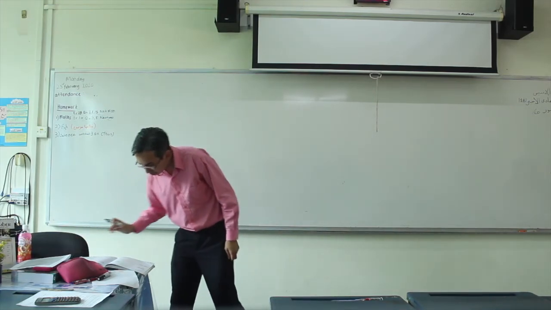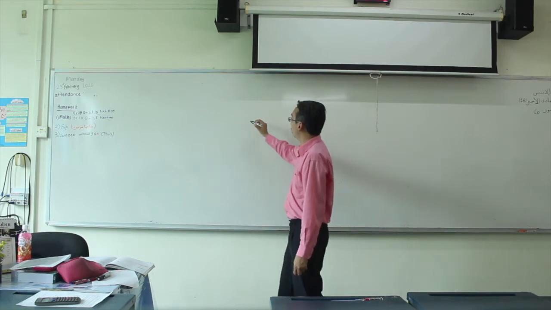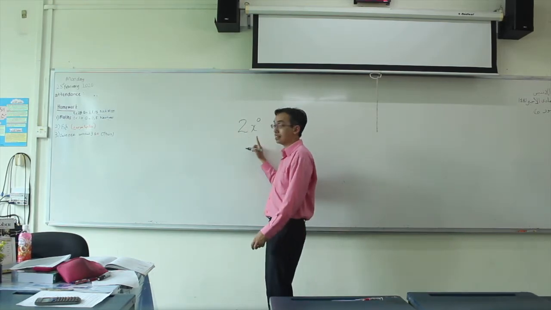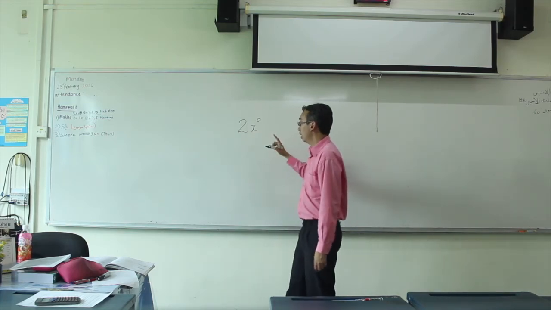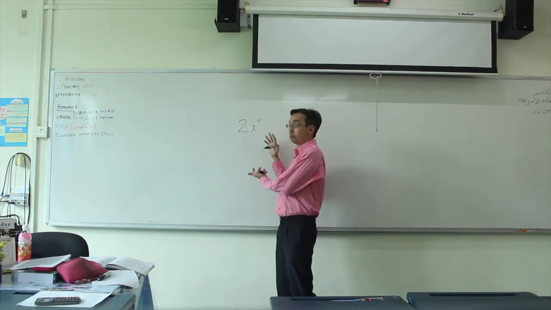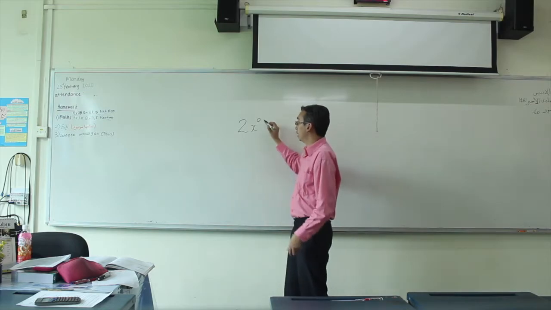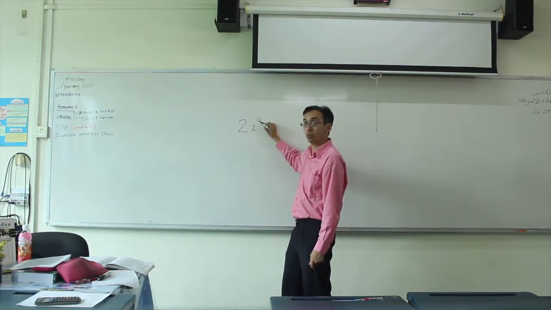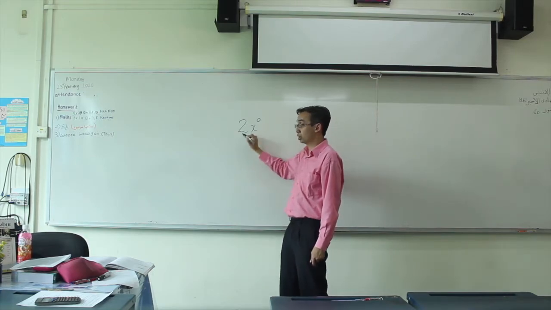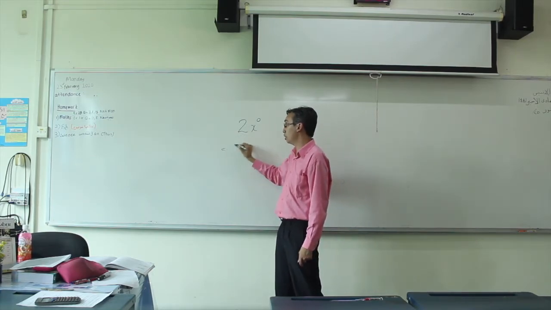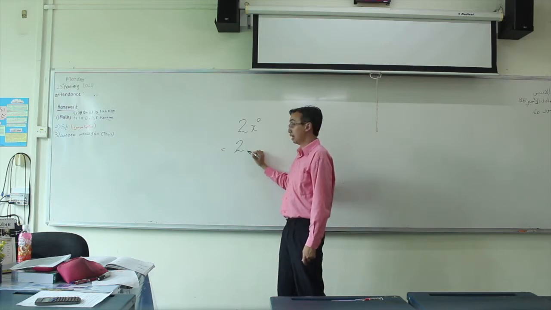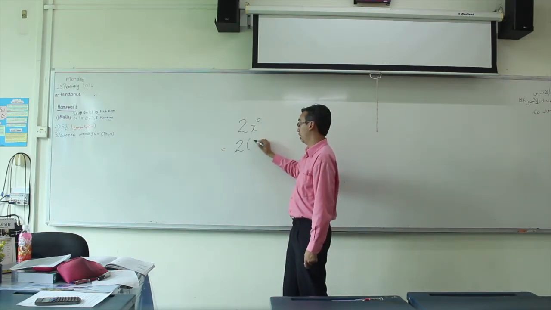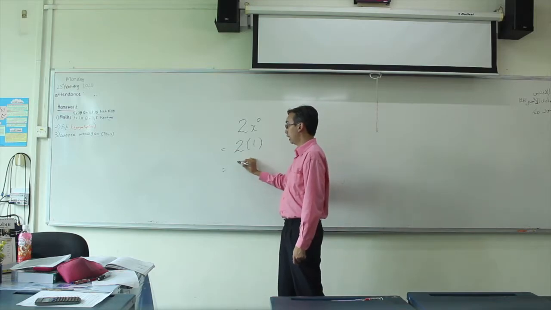Part B. They give you 2x to the power of 0. So you know it's 1, but you cannot just say 1. You must understand that this index 0 belongs to x, but it does not belong to the 2. So the 2 has to remain there. And the x to the power of 0 becomes 1. So this answer is 2.